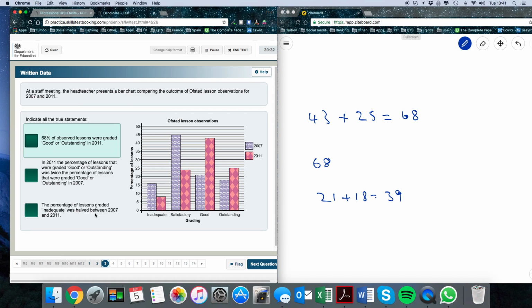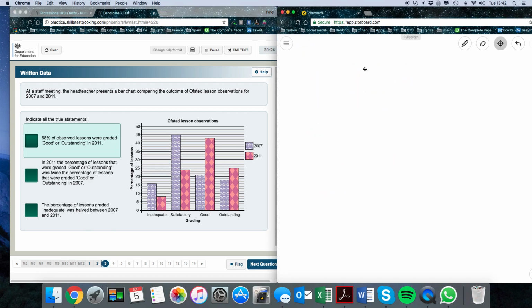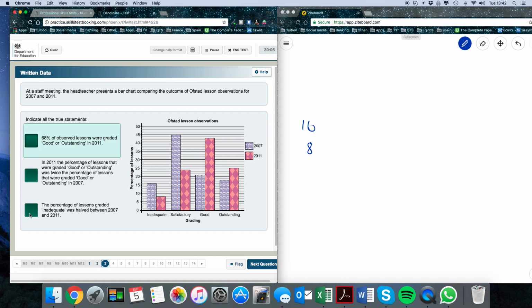Okay, so moving on to the last statement, the percentage of lessons graded inadequate was halved between 2007 and 2011. So ignore the halved bit, you go and get the numbers. So 2007 is the blue one, inadequate. It's this bar, first bar here, it's 16. Okay, next one, 2011, the pink bar, it's 8. That is indeed, it's been halved, hasn't it? Half of 16 is 8, so it's a true statement.